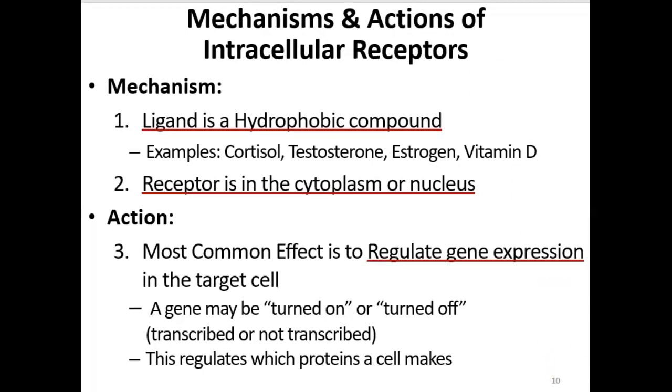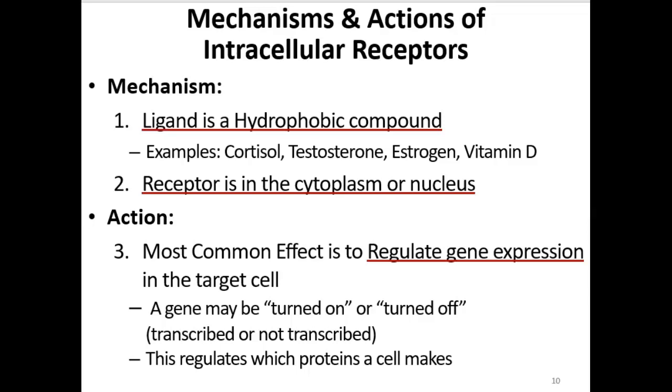Now we'll look at what happens when a ligand actually binds to its receptor. Let's first start with intracellular receptors. The mechanism involves a ligand that is hydrophobic, which crosses the cell membrane. Some examples include cortisol, testosterone, estrogen, and vitamin D. The receptor for any of these may be in the cytoplasm or the nucleus.